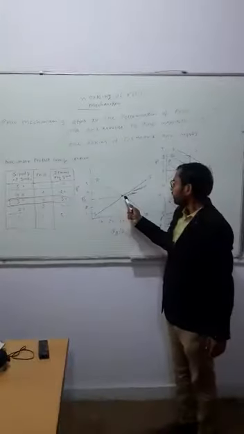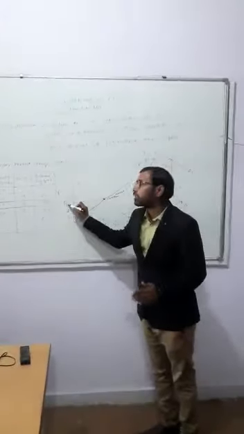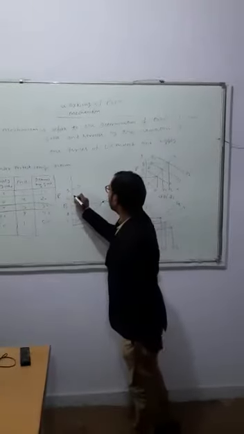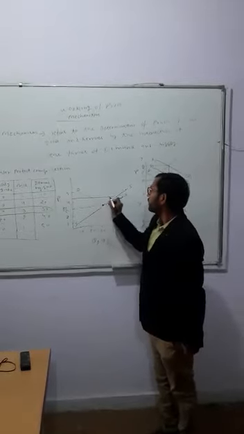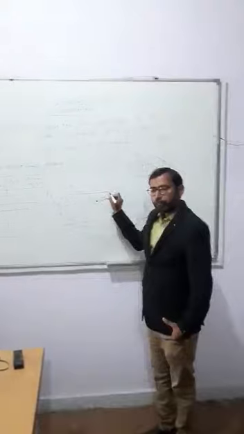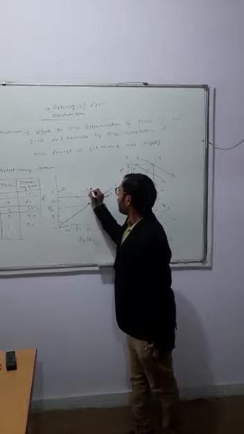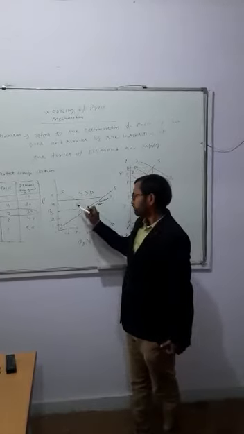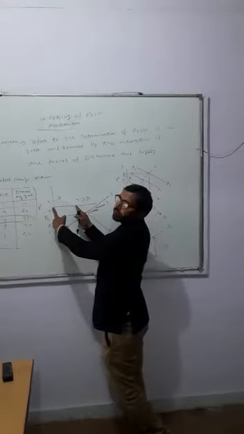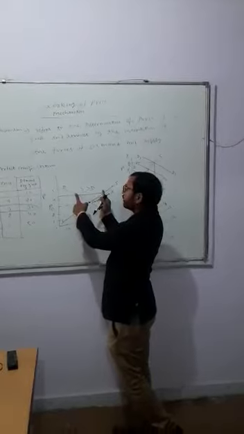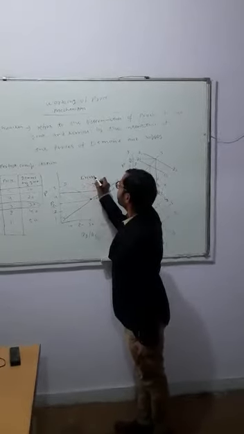So this point is called market equilibrium, and this price is called the equilibrium price. Any price above the equilibrium price, this is our demand and this is our supply, supply is more than demand. This is called excess supply.